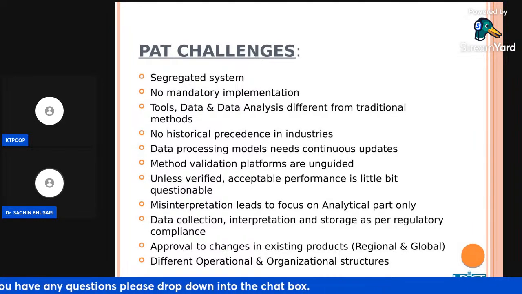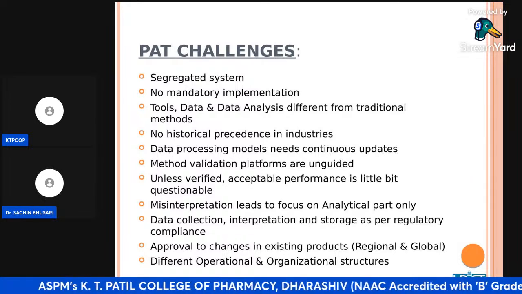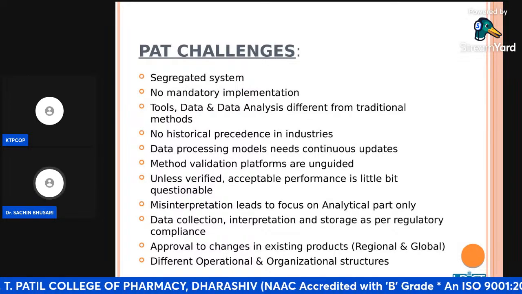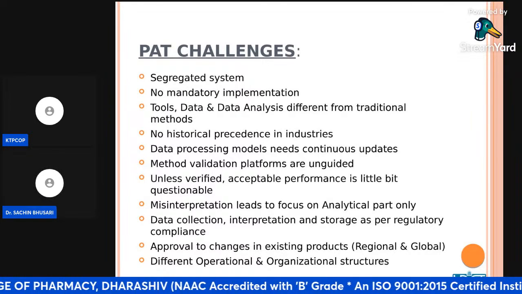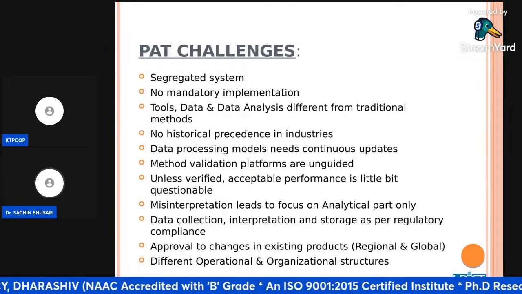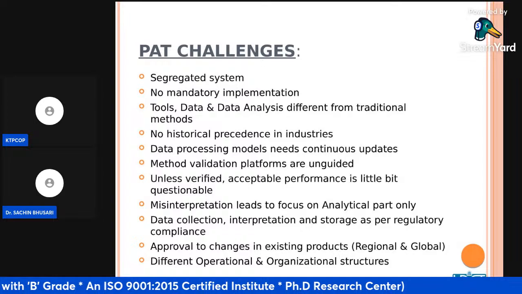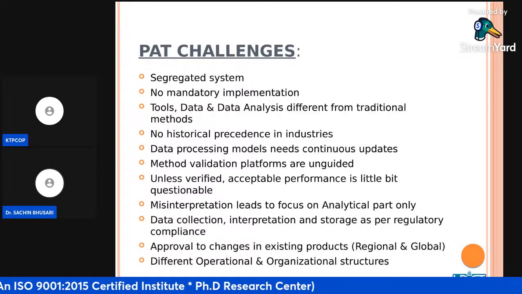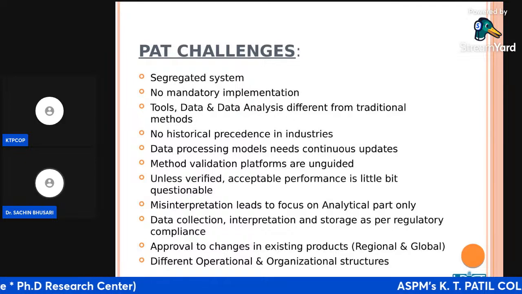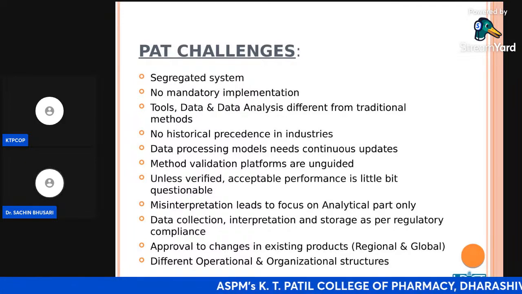basically in PAT we always focus on the A in between the word, analytical. So we are more towards analytical oriented, more towards instrument oriented. Analytical is only one part. Basically, it has a process as well as technology, and analytical is only one tool. My presentation will cover that also. Now, that is a misinterpretation. Basically, we should consider all the terminologies of PAT.